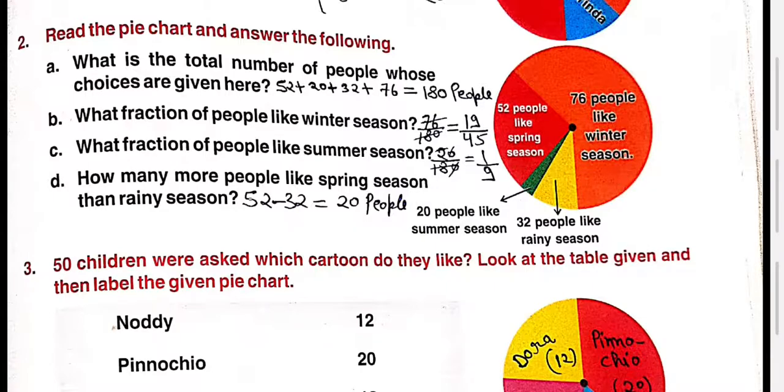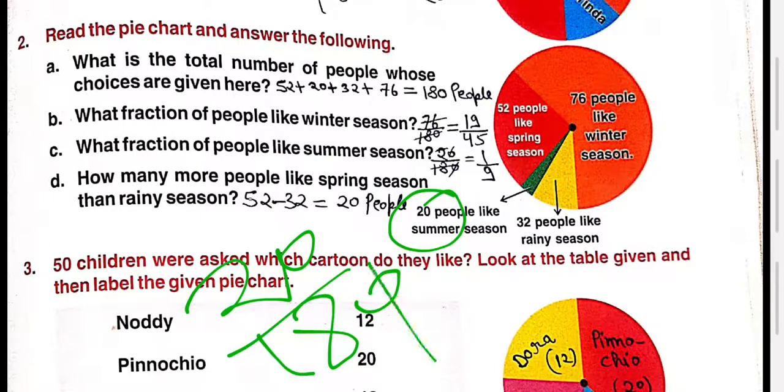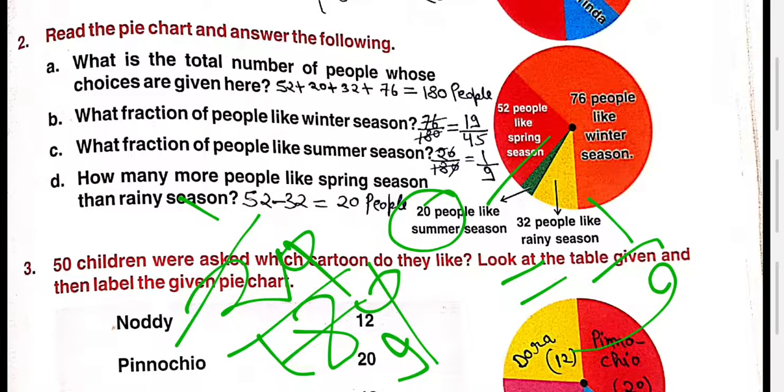Now come to the next one, or you could do it directly also. What fraction of the people like the summer season? Okay, the summer season value is what? 20 and the total is 180. Then cut 0 by 0, it becomes 2 upon 18. Then 2 1s are 2, 2 9s are 18, it becomes only 1 upon 9.